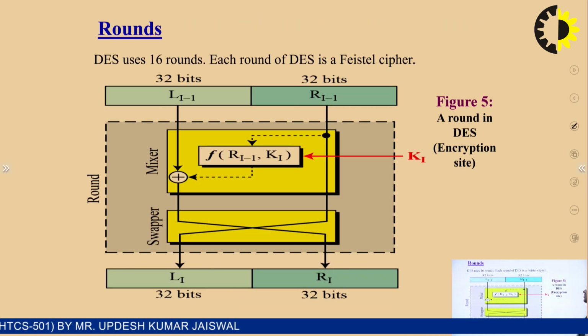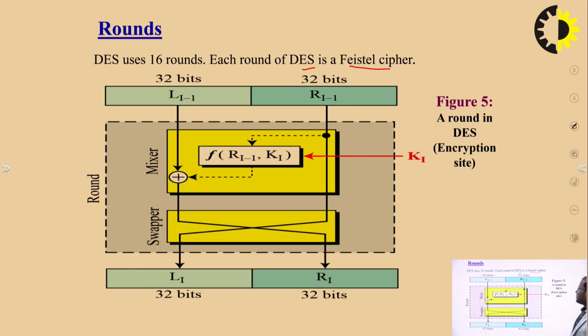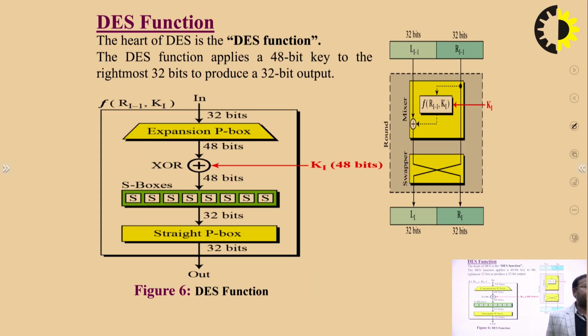In DES, 16 rounds are used. Each round of DES is a Feistel cipher, 32 bits left, 32 bits right, with R(i-1) and the round key RK(i). So, swapper and mixer, and these are the round outputs L(i), R(i), 32 bits, 32 bits. This is the figure of a single round in DES. That is for the encryption side.